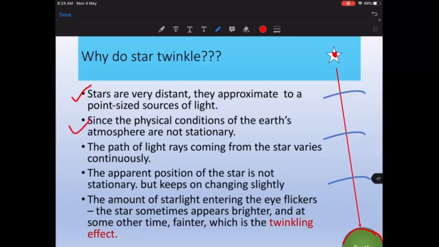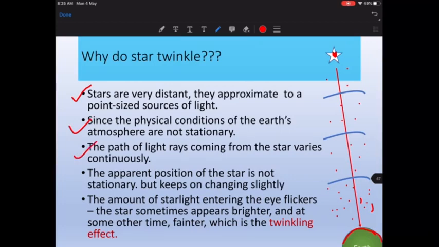Next, the physical condition of the Earth's atmosphere is not stationary. What do you mean by physical condition? Sometimes the temperatures are different, the density of every layer is different. The particles are also continuously moving in the air. It is not like the particles are stationary. So I say the physical condition of the Earth's atmosphere is not stationary. The temperature is different, the humidity is different, the particles are moving. So there are a lot of changes happening in the atmosphere.